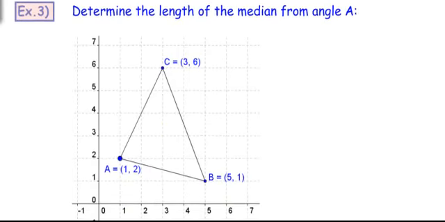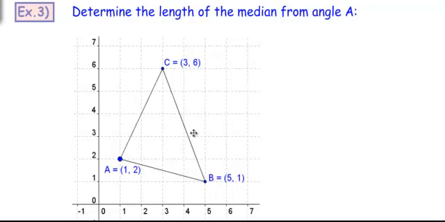So got an example here. Got triangle ABC, and we're trying to determine the length of the median from angle A. So if I wanted to draw in the median from angle A, I would have to start at A and go to wherever that midpoint happened to be on the opposite side of the triangle. This point here is the midpoint of BC.